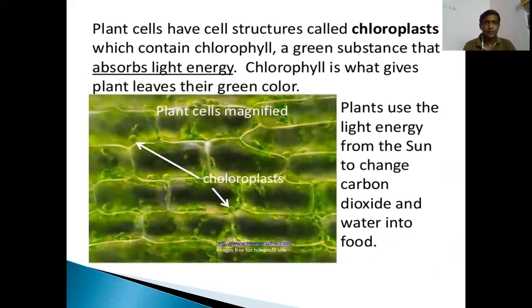Okay. So here plant cells have cell structures called chloroplasts. See, it is the broad view of the plant cells, which contain chlorophyll, a green substance that absorbs light energy or sunlight. That's why plant leaves are green, because of the green chlorophyll. Some plants have red chlorophyll, so some plants are red in color. An example is croton plants. They are maroon in color because their chlorophyll is maroon.